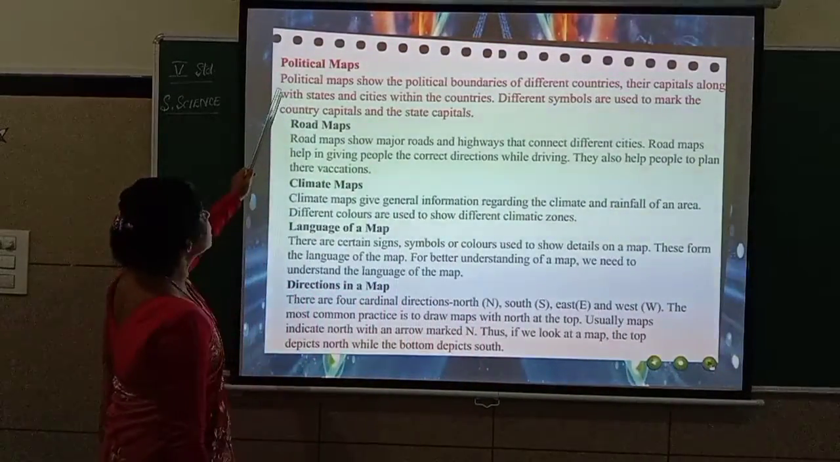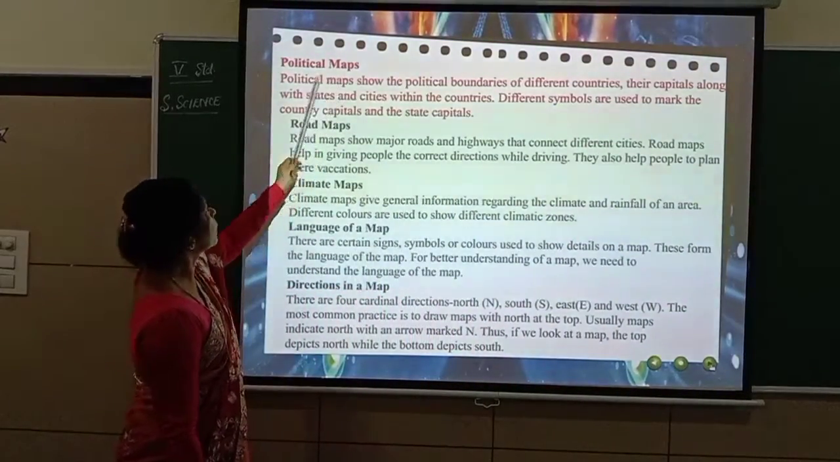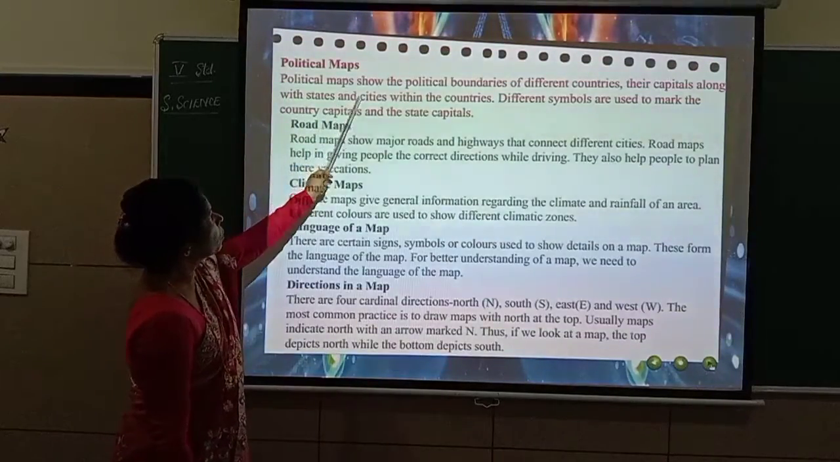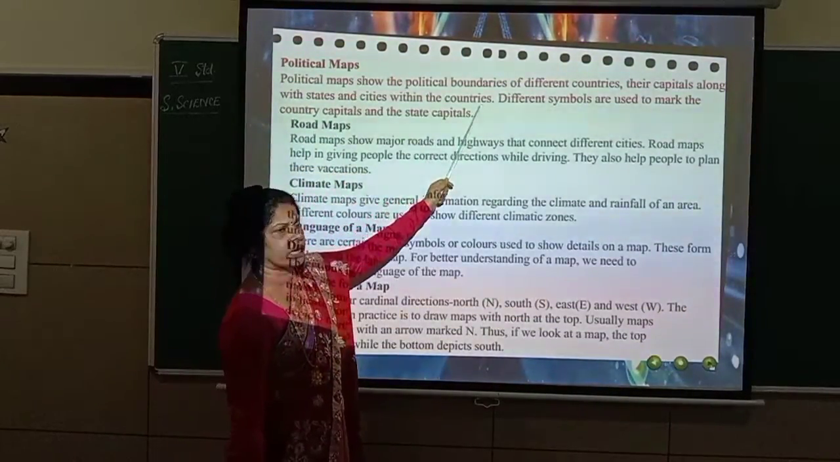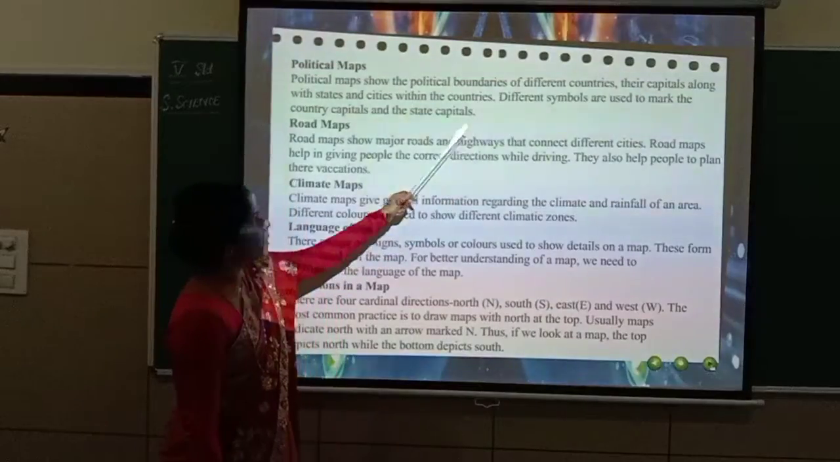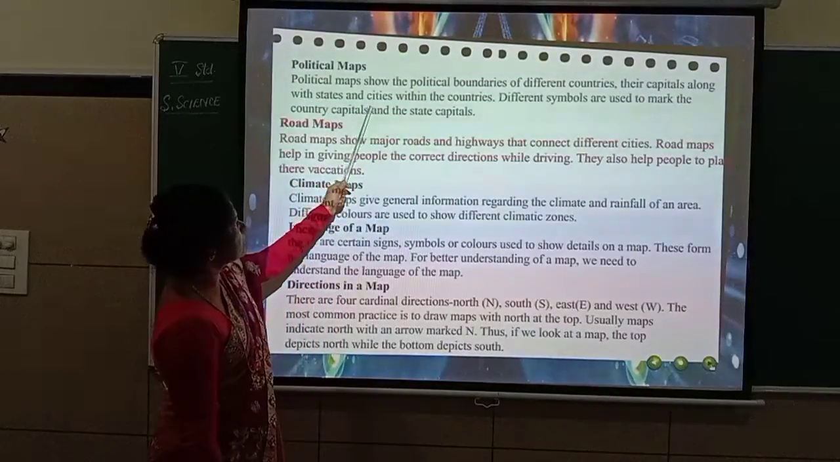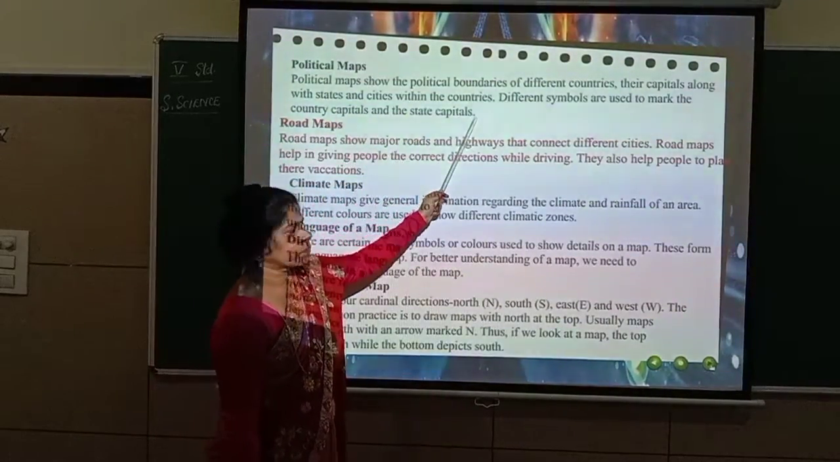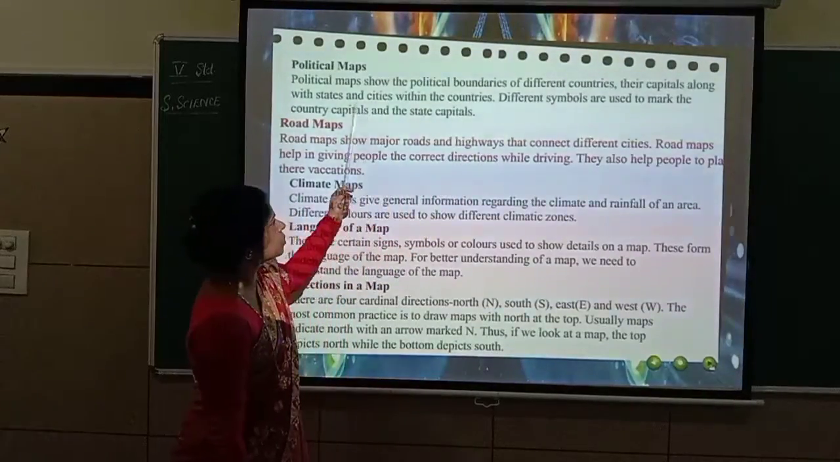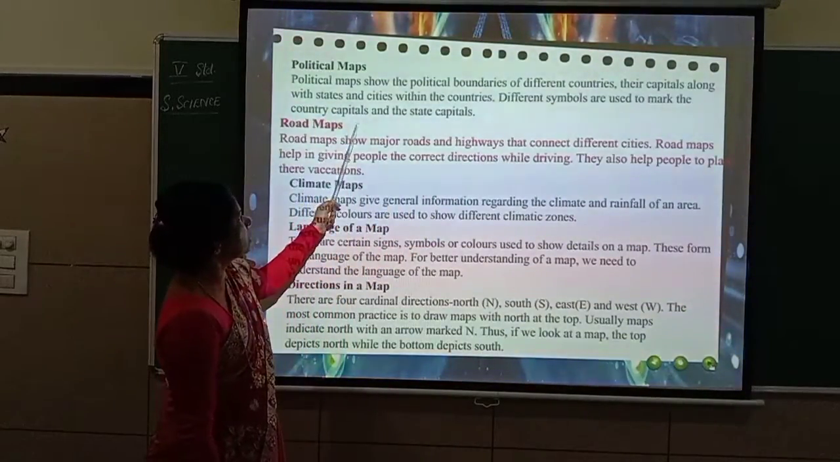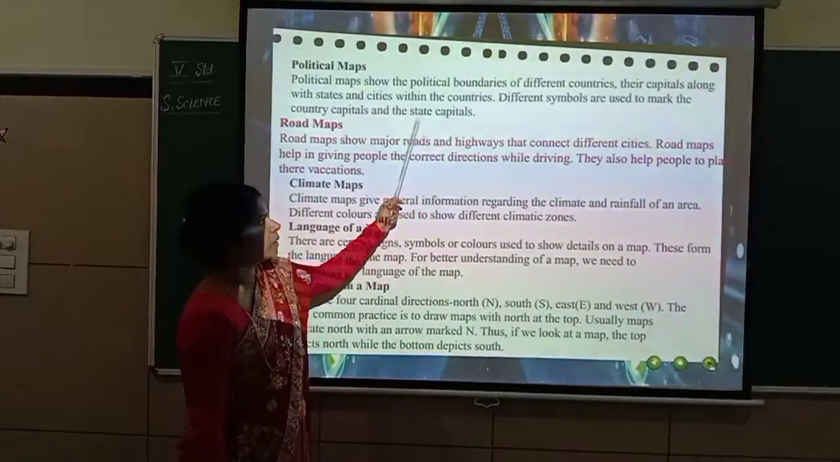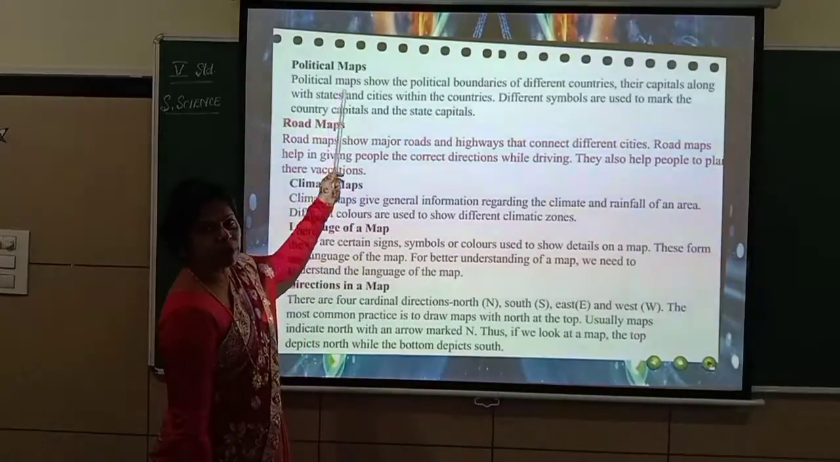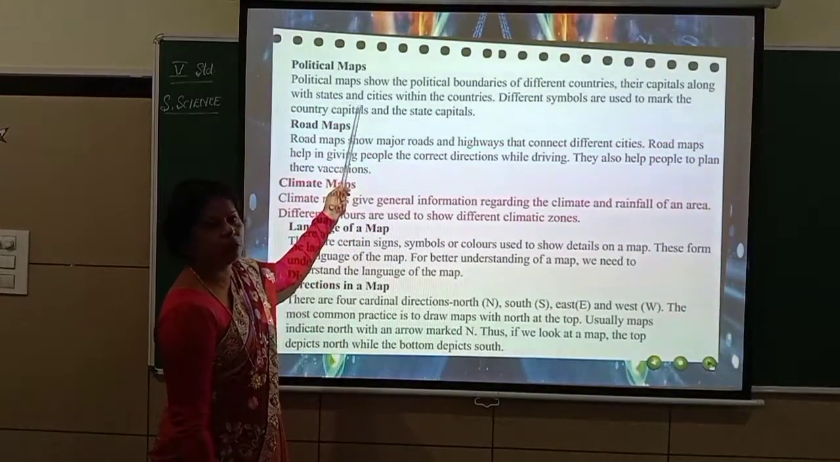Coming to the next one, political maps. Political maps show the political boundaries of different countries, their capitals, along with states and cities within the countries. Different symbols are used to mark the country capitals and the state capitals. Now children, political maps means what? Especially to show the boundary.